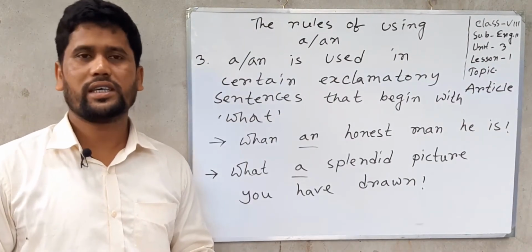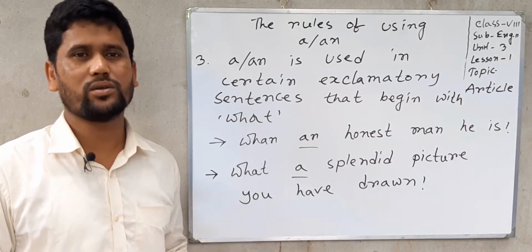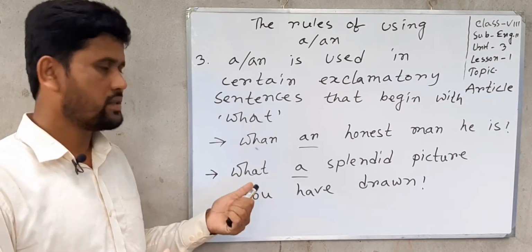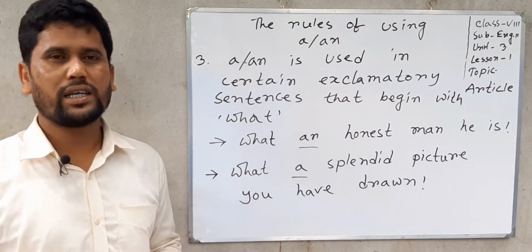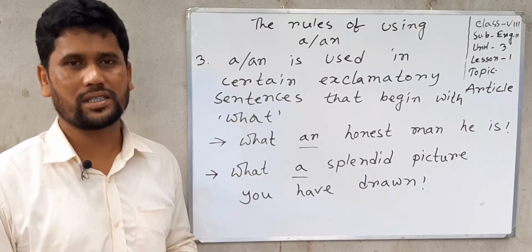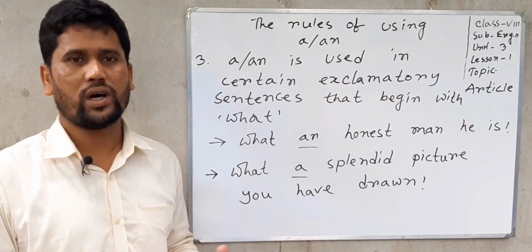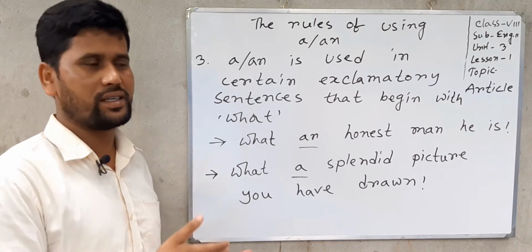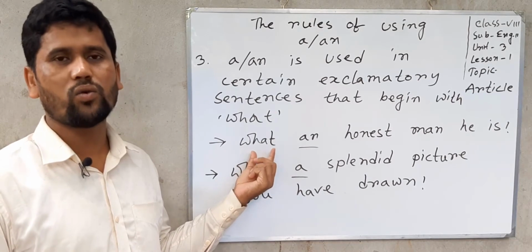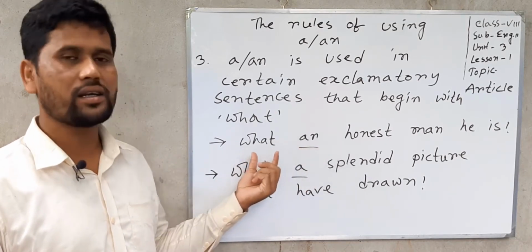We use a or an before certain exclamatory sentences that begin with what. Here you see there are two examples. We can use a or an before certain exclamatory sentences that begin with what. Here you can see, what an honest man he is. The exclamatory sentence starts with what, and I use an after what.